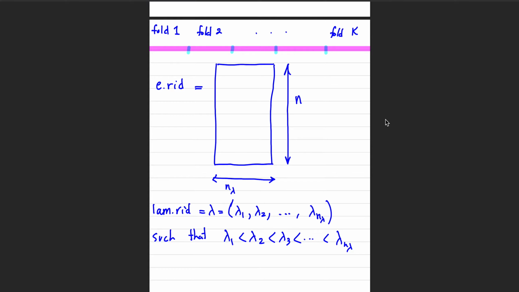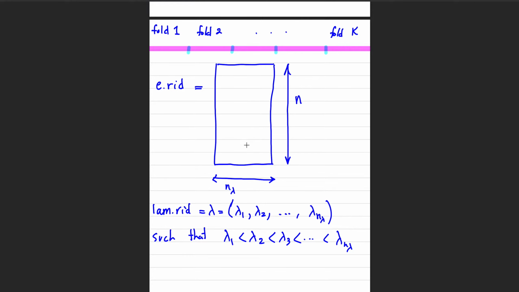Okay, so when we are doing regularized regression or lasso regularized regression, we typically have a sequence of lambdas from small to large, and let's say there are n lambda of them, and then we put them into this vector lambda. Let's take ridge, for example. And imagine we are doing k-fold cross-validation. We have n observations and n lambda lambdas.